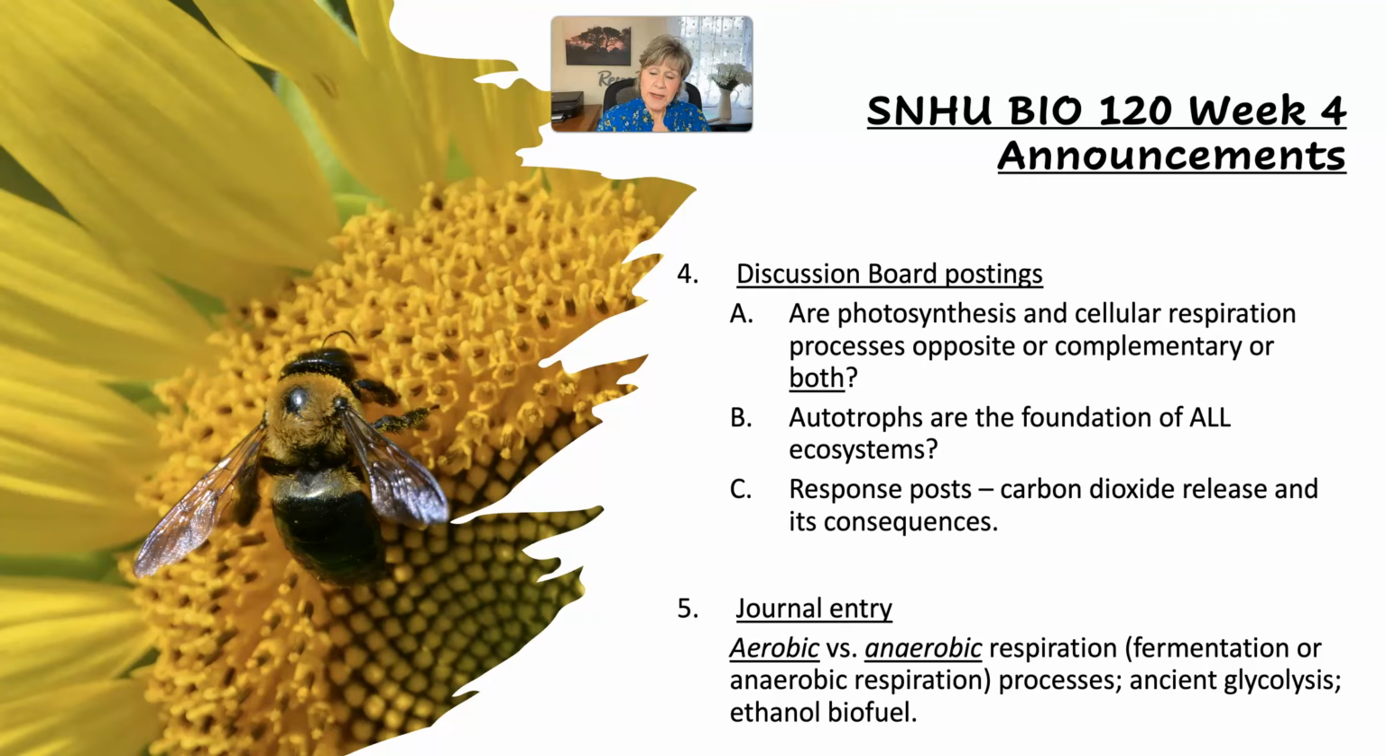Then you have a journal entry. So this is a journal entry about aerobic versus anaerobic respiration. Anaerobic respiration includes fermentation or anaerobic respiration, because those are 2 different things, but they're very similar. And how ancient glycolysis must be. Glycolysis is the first step in aerobic respiration, anaerobic respiration, and fermentation.